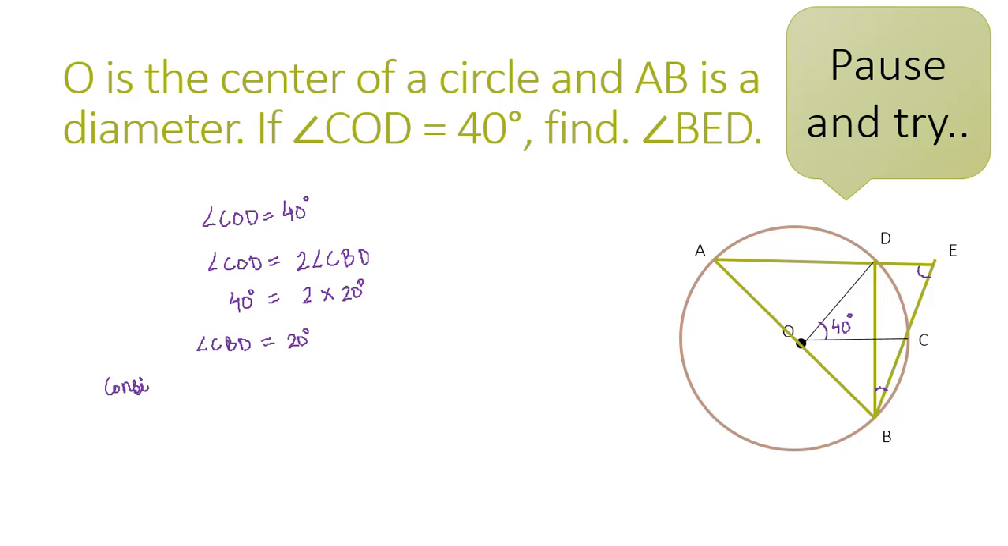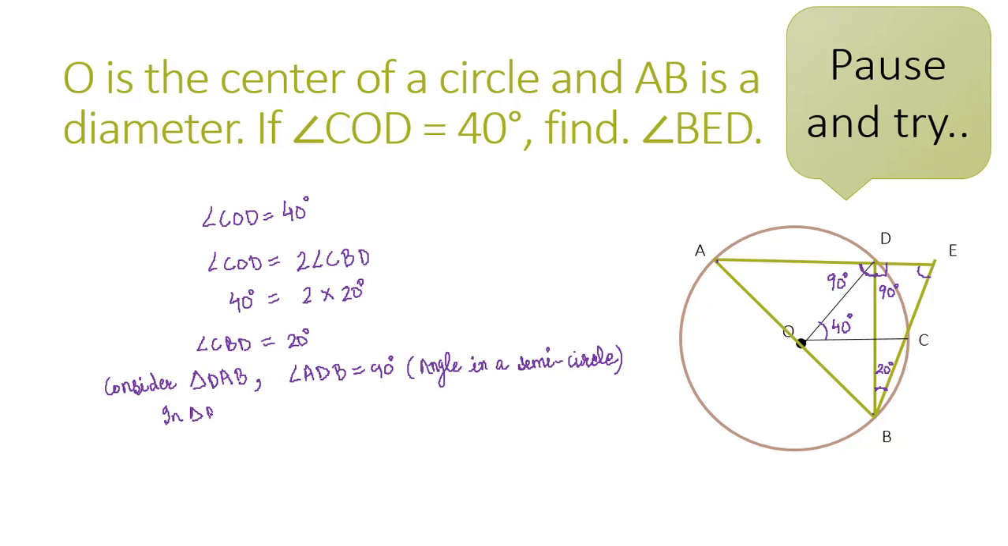Now consider the triangle DAB. In this triangle, we have the angle BDA. This is an angle in a semicircle. An angle in a semicircle is always equal to 90 degrees. Now we know the measure of this angle, which is 90 degrees. We know the measure of this angle, this is 20 degrees. The only angle which is left is this angle BED.